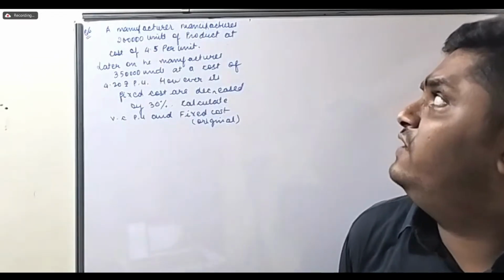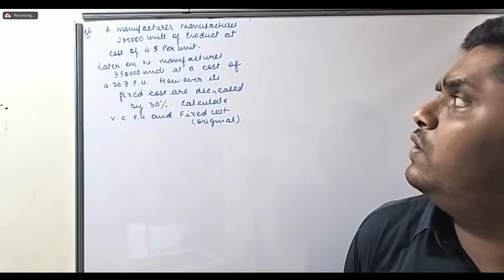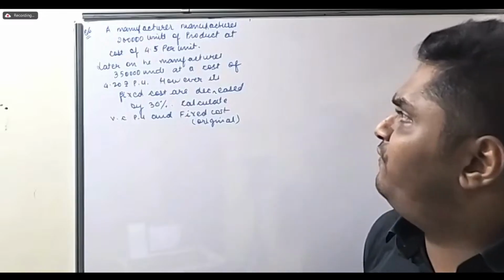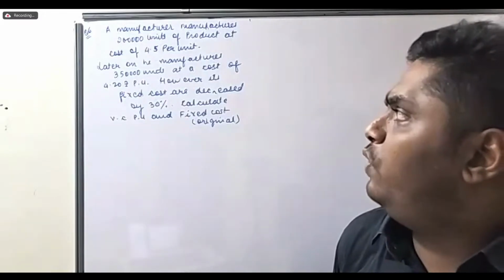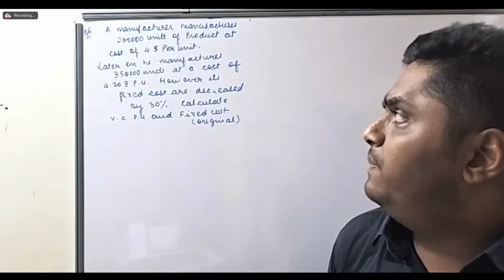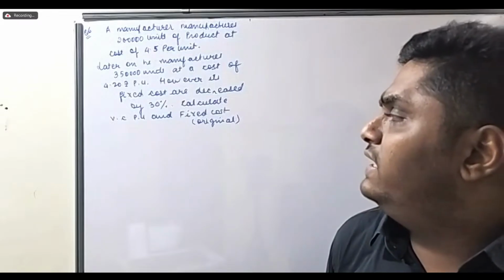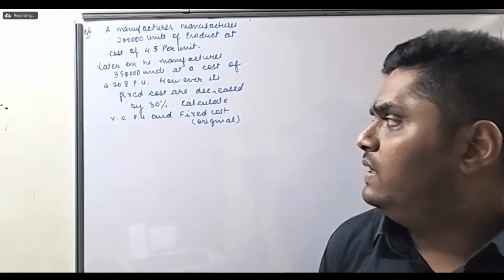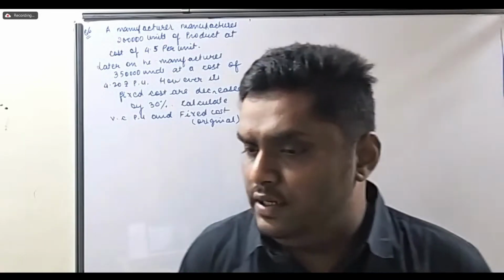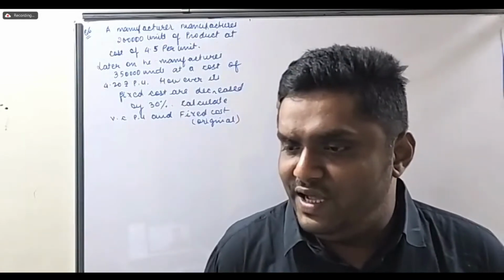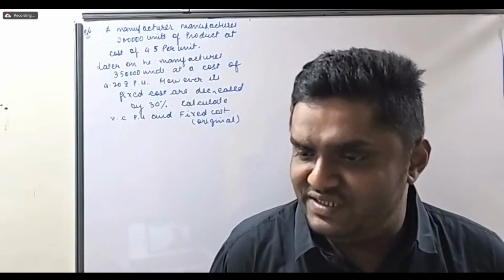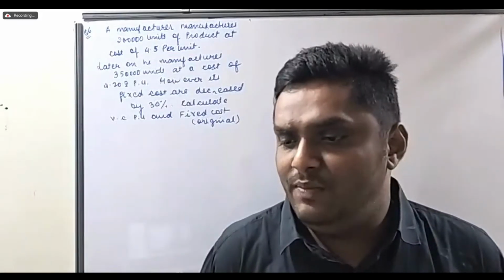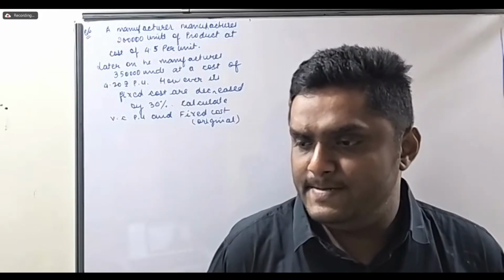A manufacturer manufactures 2 lakh units of a product at a cost of 4.5 per unit. Later on, he manufactures 3 lakh 50,000 units at a cost of 4 rupees 20 paise per unit. However, its fixed costs are decreased by 30% in the coming year. So you are required to calculate the variable cost per unit and the fixed cost original. Still, I have not received answers. So let's see who answers first. It's a bit different from what I have discussed till now, but it's simple mathematics, guys.